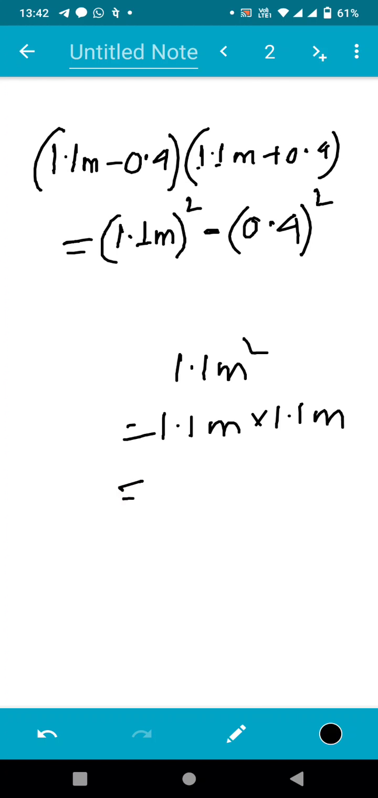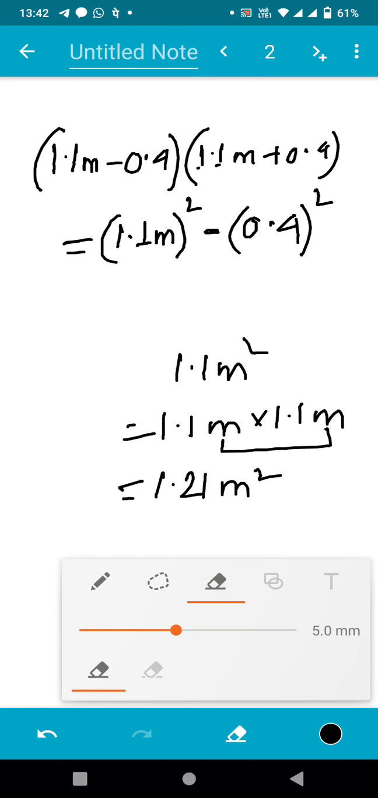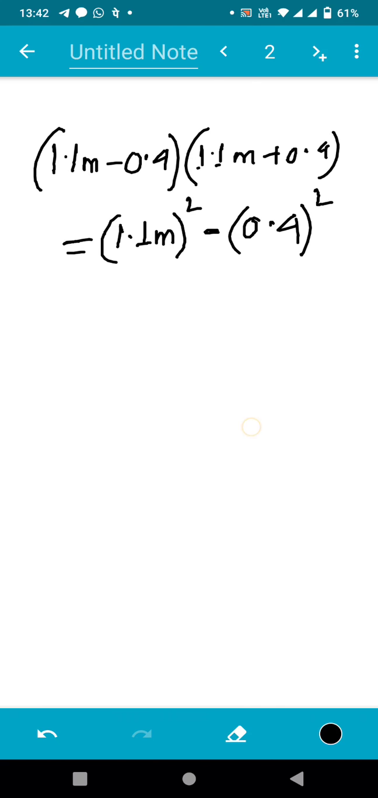If you multiply 1.1 into 1.1, you will get the answer 1.21. And what is the value of m into m? It is m square. So this is what you have to do, and this will be your rough work. Now in place of 1.1 m whole square, you will write 1.21 m square, and if you multiply 0.4 into 0.4, you will get 0.16. So this is the required answer of sum number 5. Now let's do sum number 6. Let's go to the next page.